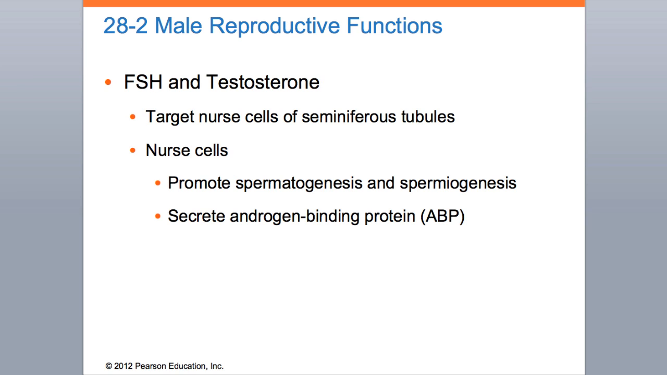Okay, this was mentioned earlier, but is again restated. FSH and testosterone, we know that it targets the nurse cells, and the nurse cells in turn promote spermatogenesis, and they also secrete the androgen binding protein. So this is a slide previously mentioned. Next slide.